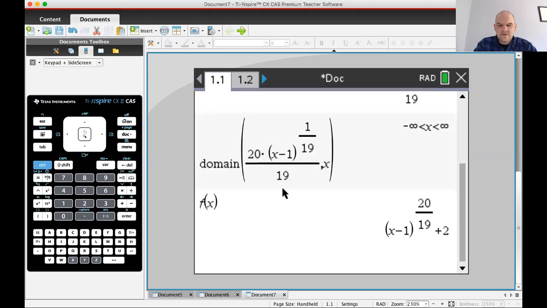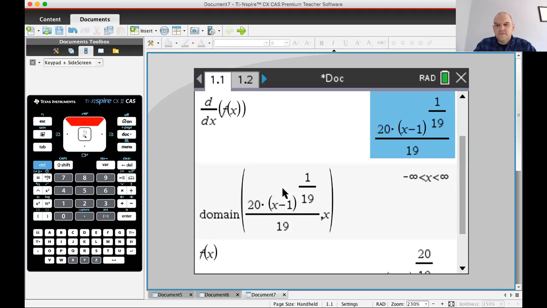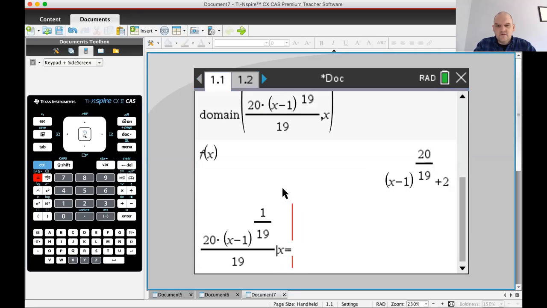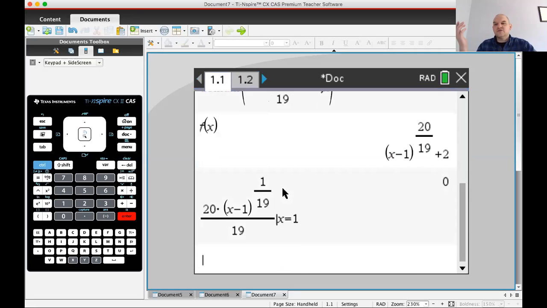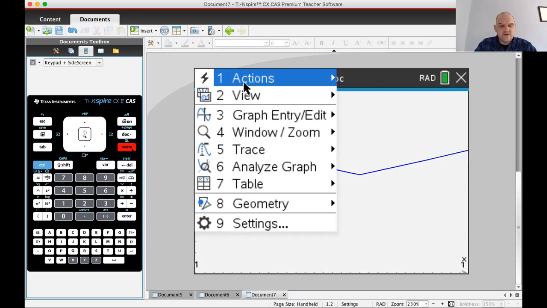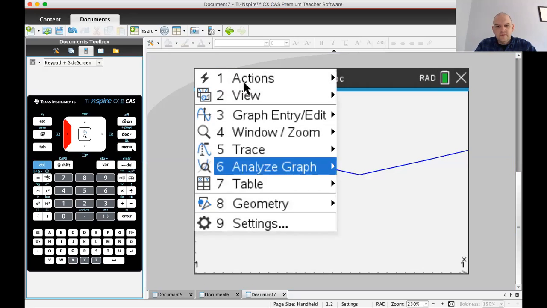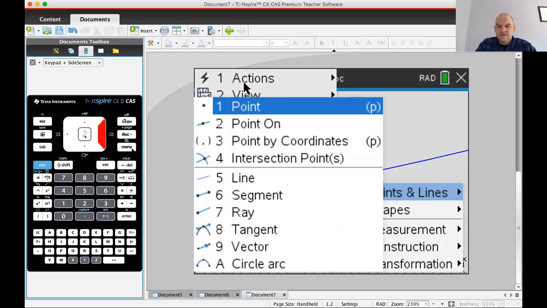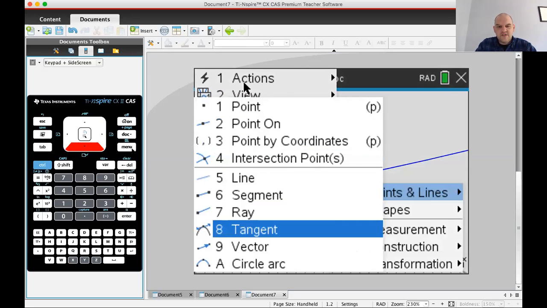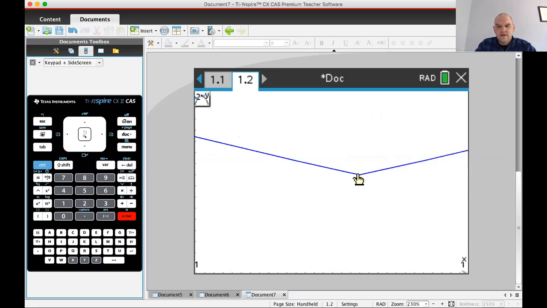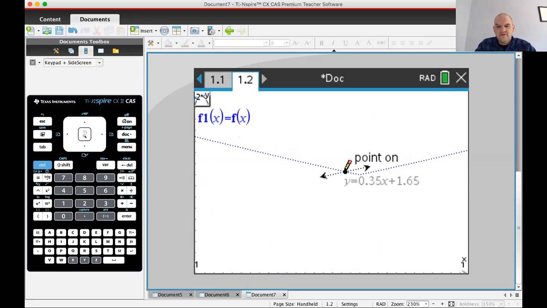In fact, let's evaluate at x equals 1. And we get 0. So the slope is actually 0. There's actually a horizontal tangent line. Let's see if we can get the calculator to give us that. So on the calculator, if you do menu 6, menu 8, points and lines, and then option 8 for me is tangent line. So I'm going to click on the graph, and then I'm going to do something a little weird.